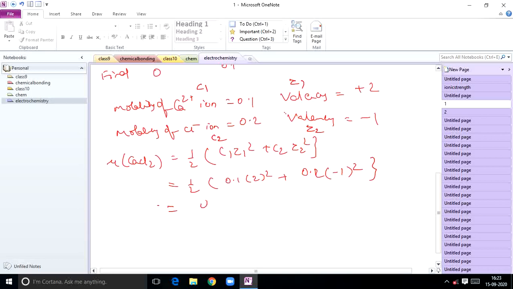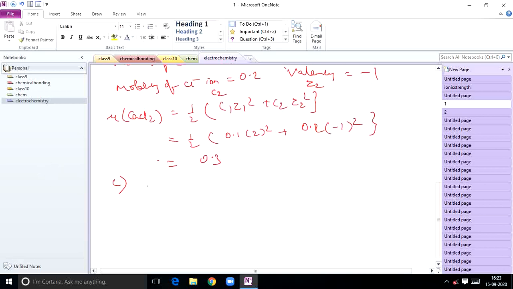If you calculate, you will get 0.3. So like that, third sum, Na3PO4 is given. So first you split that one. Na3PO4 splits into 3Na+ plus PO4 3-, right? So it will split like that.